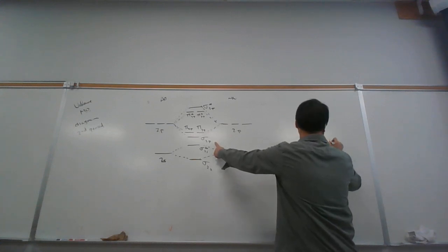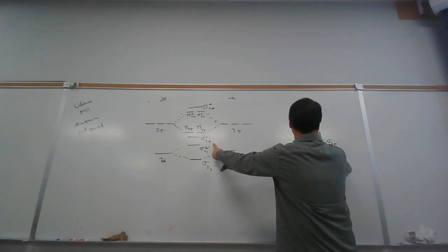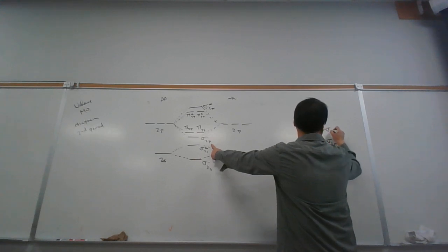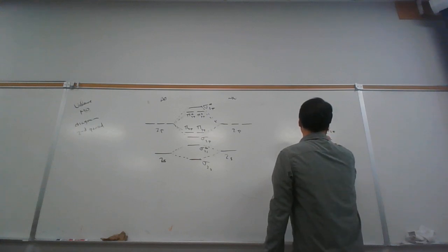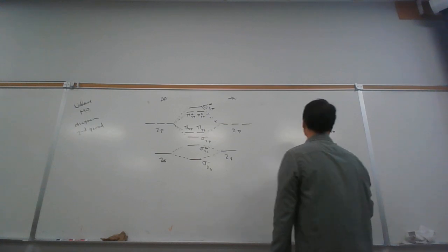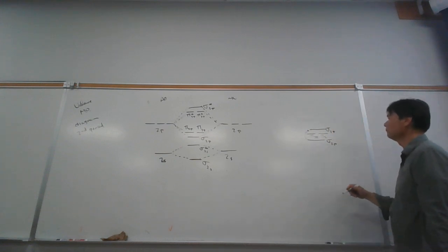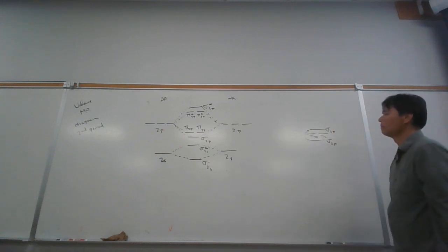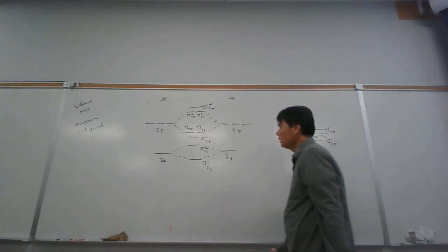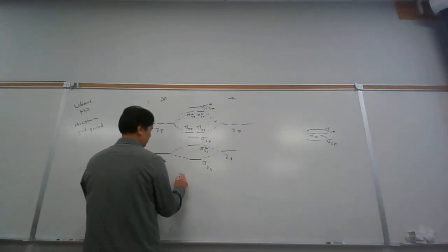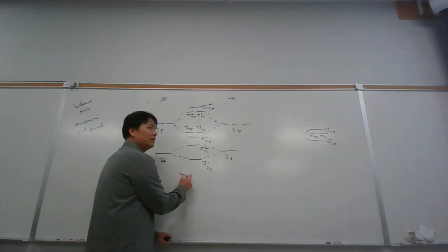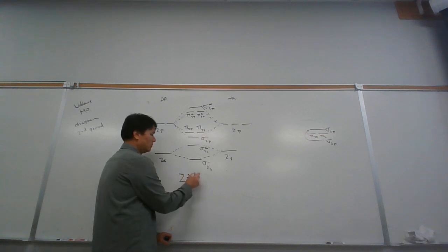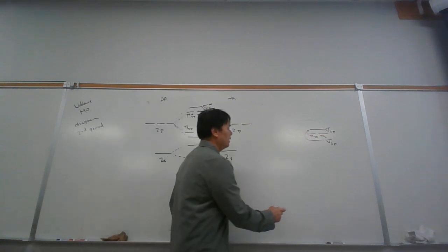The sigma 2p gets elevated above the pi 2p's here. And we can predict this looking at Z. So this is Z greater than or equal to 8. This is going to be Z less than 8.